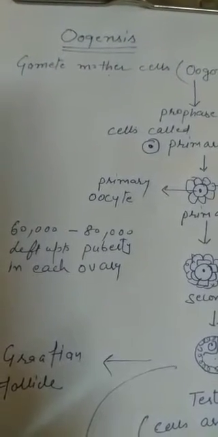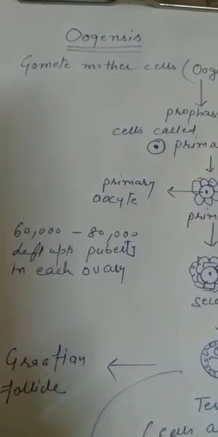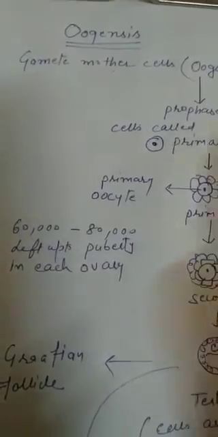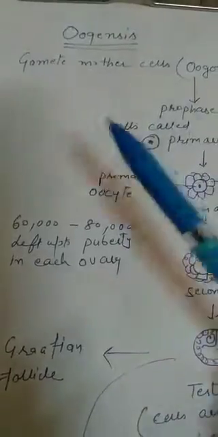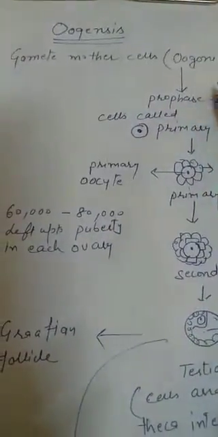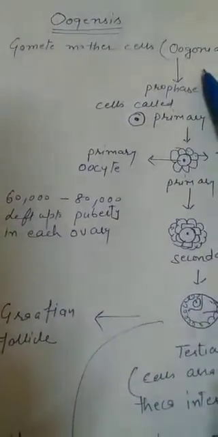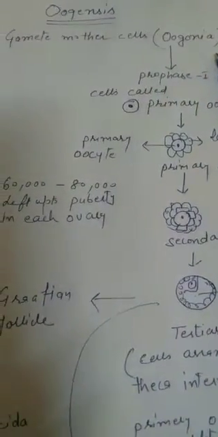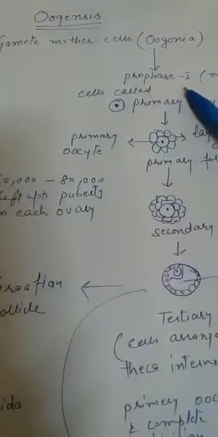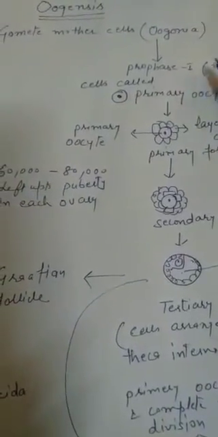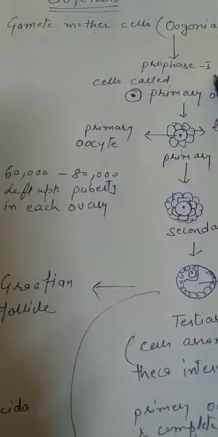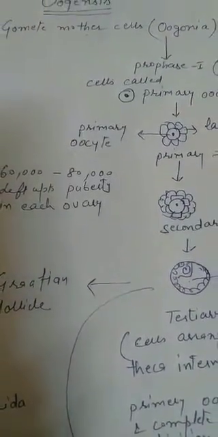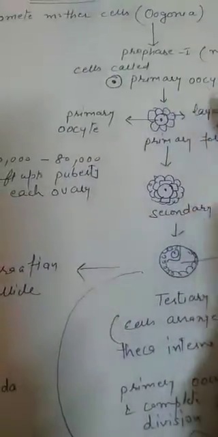Good morning, students. Today we'll start the process of oogenesis, which means formation of egg. In case of females, the gamete mother cells, or the oogonia, start forming at the embryonic stage. Then this oogonia will undergo prophase 1, meaning meiosis has started, and at prophase 1 in the embryonic stage they will remain at rest for some time, and we call it primary oocyte.